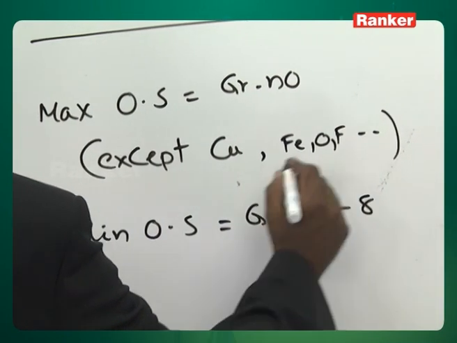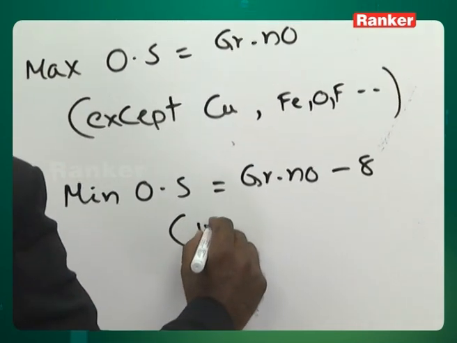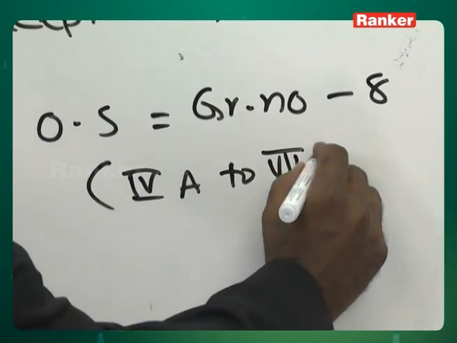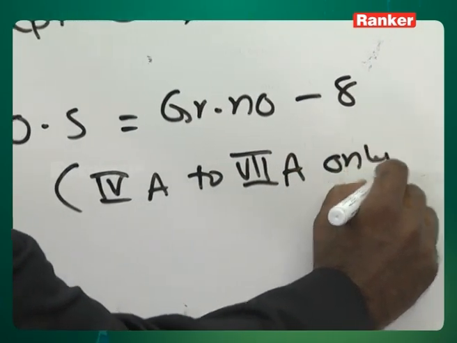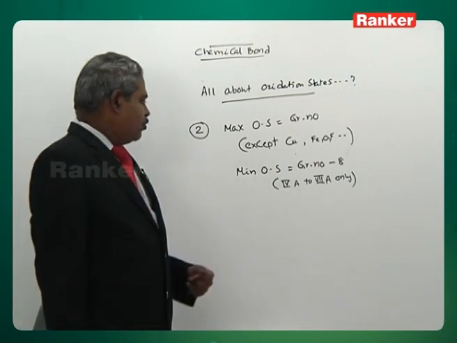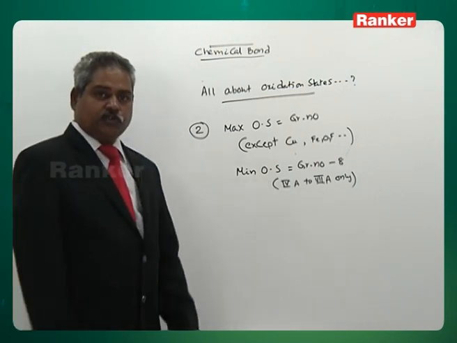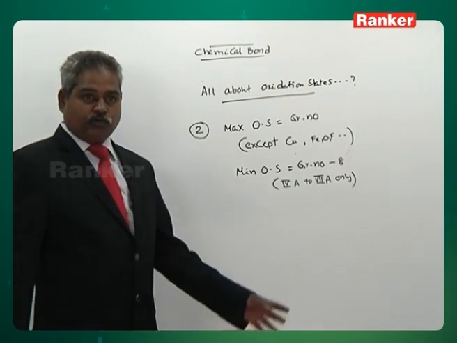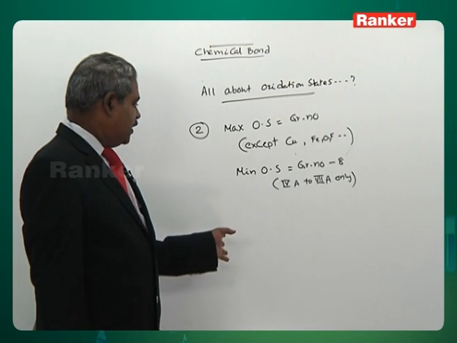Group number minus 8. This is for 4A to 7A groups only. That is from carbon to fluorine groups: 4th group, 5th group, 6th group, 7th group. What about all other groups? You have first group, 2nd group, D block, 10 groups in D block.